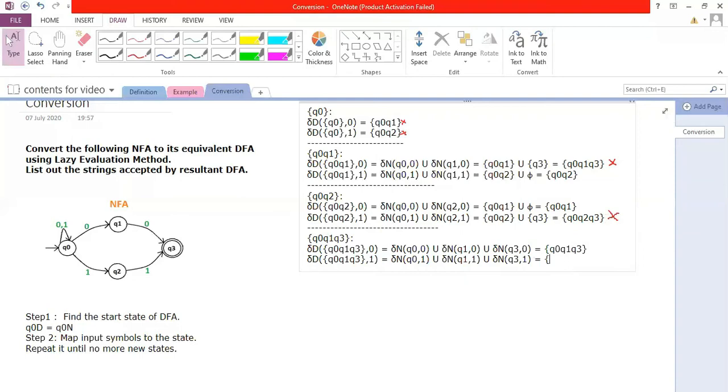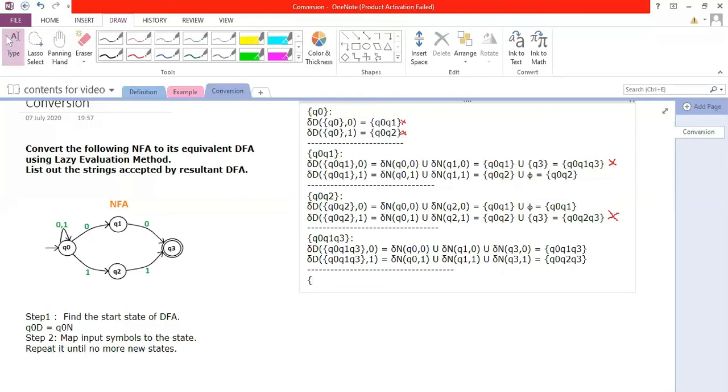Observe properly now. q0 with 1 is q0 q2. q2 with 1 is q3. q3 with 1, there is no transition, so that also ends there. It is also an existing state, no need to worry. So there are no new states in this. But remember, we are still left with transitions for q0, q2, q3. So we should write it for that.